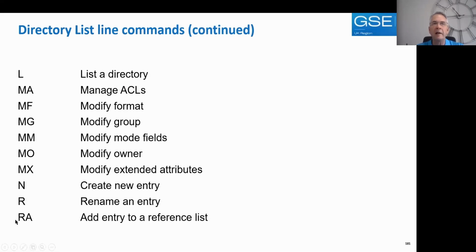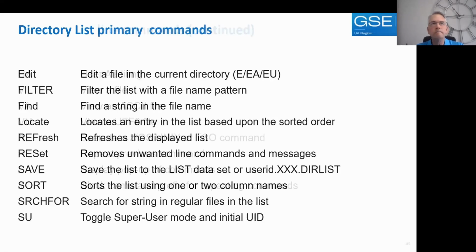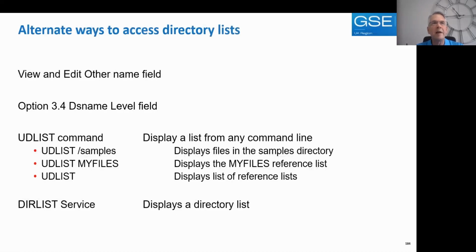You'll notice there's an RA line command here as well, so you can do reference lists for the directory list as well. It provides both equals and double slash. There are a number of different primary commands, again very similar to what you've seen in the other lists. And there are other ways to get to the directory list.